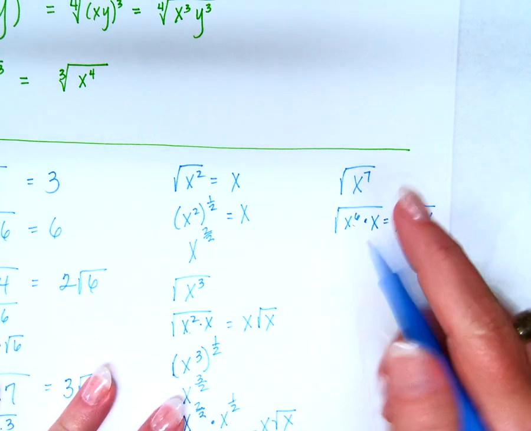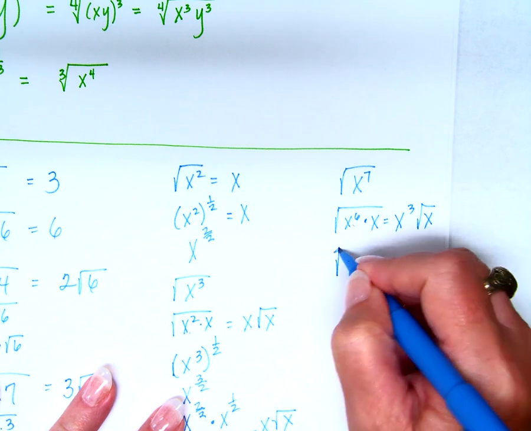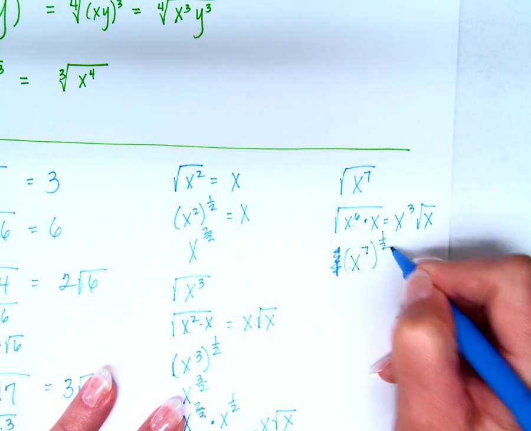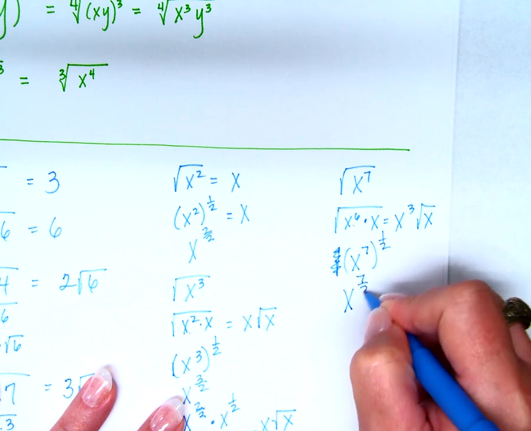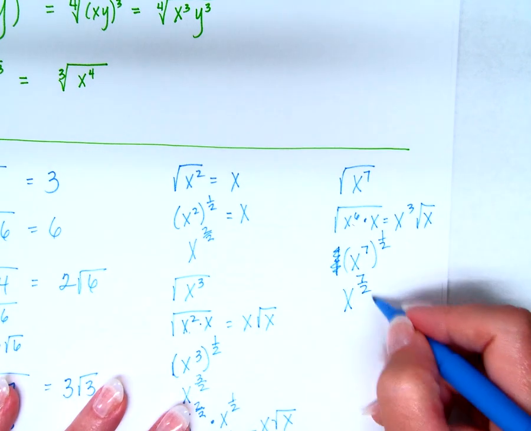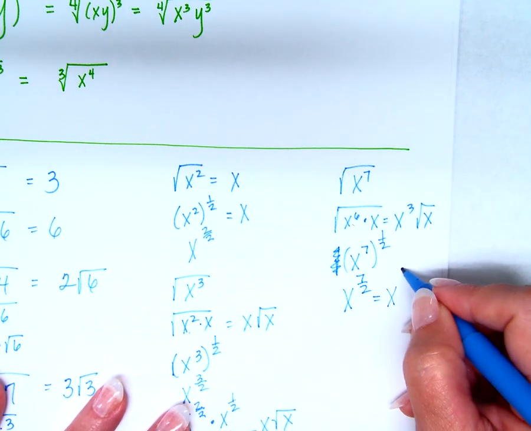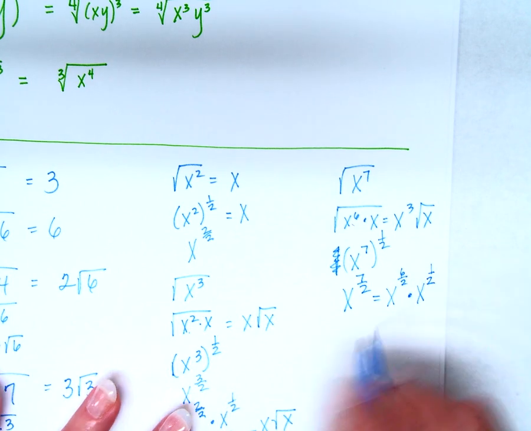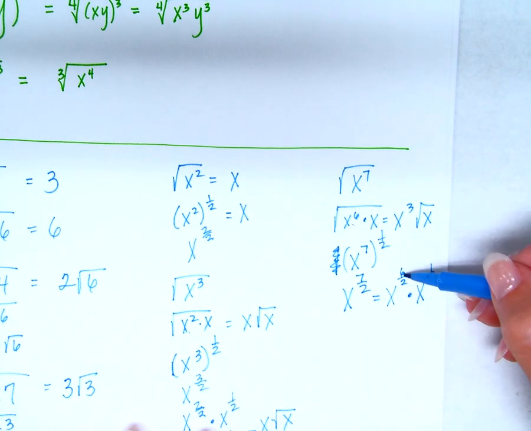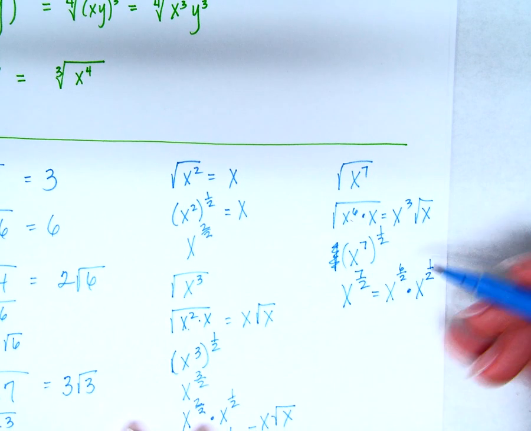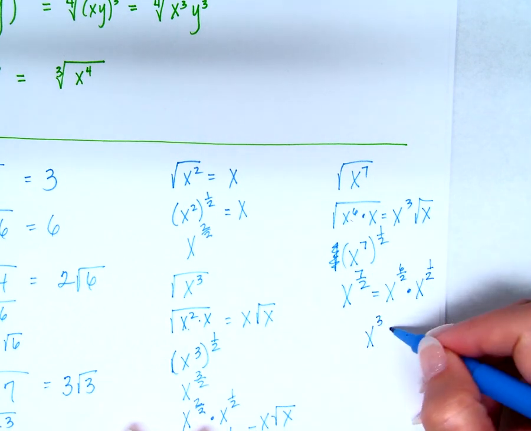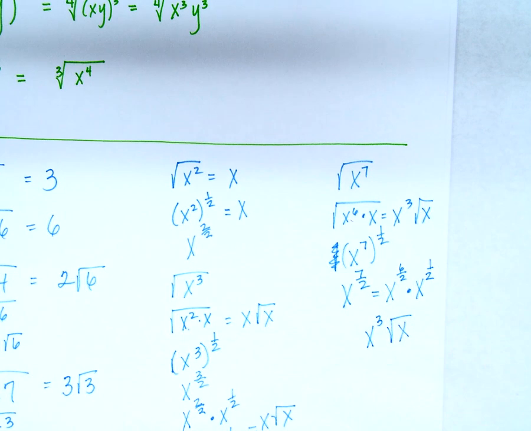Let's do this the other way. This is x to the 7th to the 1/2, which would make it x to the 7/2, right? And how would I break this down? X to the 6/2 times x to the 1/2. 6/2 can be simplified. What does it simplify into? 3. X to the 3rd. X to the 1/2 is the same as square root of x.